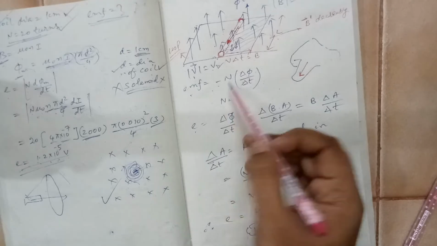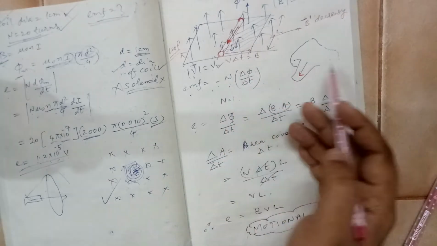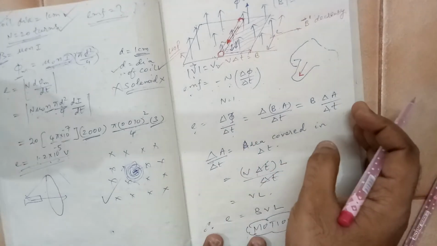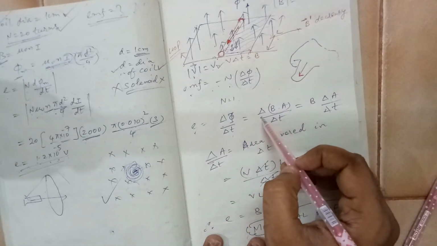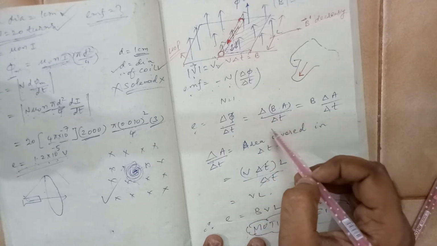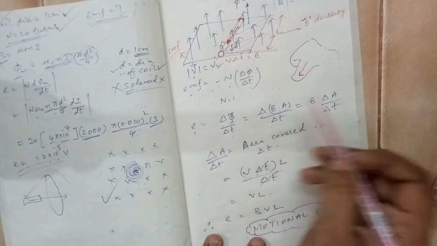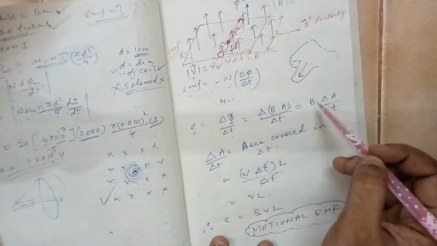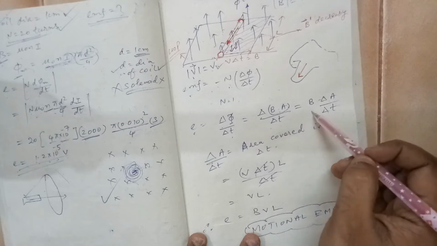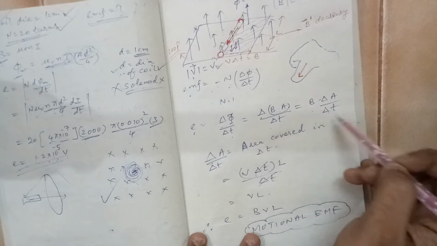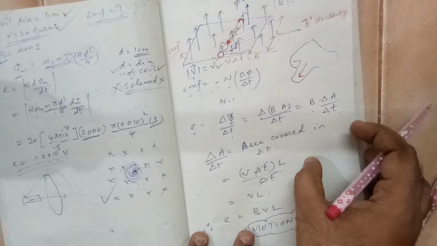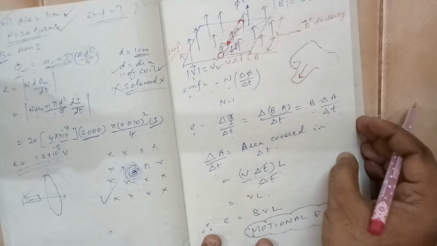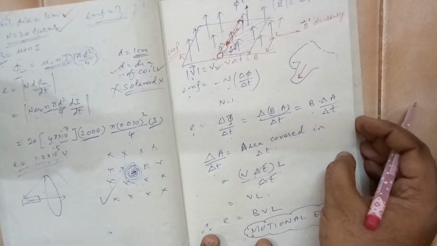E is equal to, let us say n is equal to 1, and I am talking right now only about the magnitude part. So E is equal to delta phi by delta t. That is equal to delta of B into A divided by delta t. B into A is the definition of flux. Because B is constant, I have pulled it out. So B into delta A by delta t. So we need to find this delta A by delta t. We need to find the rate of change of area covered in time delta t.